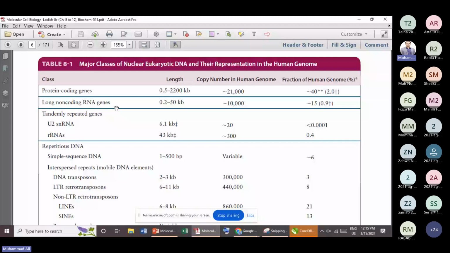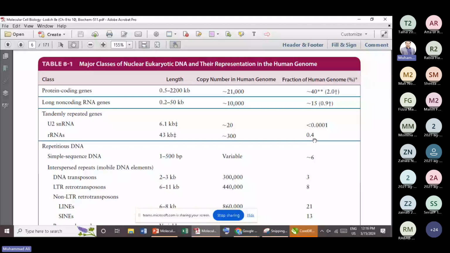There are 10,000 of these kinds of genes, and they make up 0.9% if we ignore the intronic region. U2s are small nuclear RNAs that splice the intronic region. They are 6.1 kb long. Usually there are 20 genes of this kind, and they make up less than 0.0001% of the human genome. And there is ribosomal RNA, which can be 43 kb long, and there are 300 of these genes, making up 0.4%.